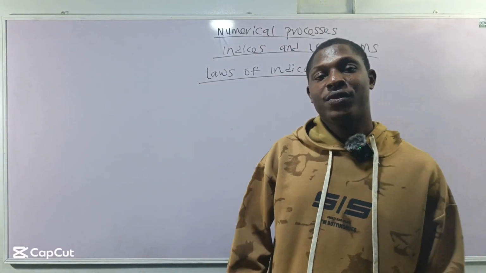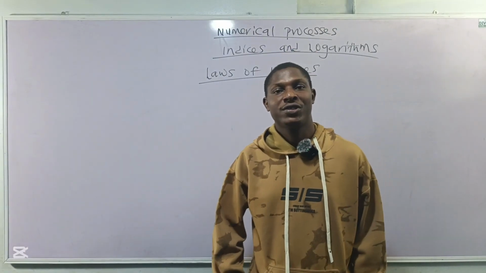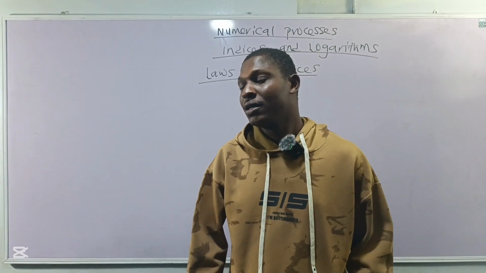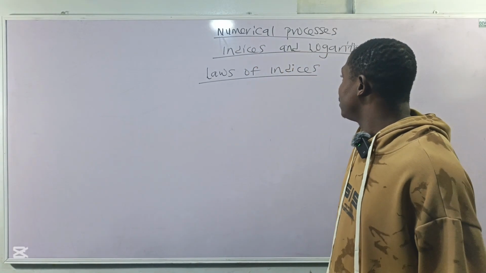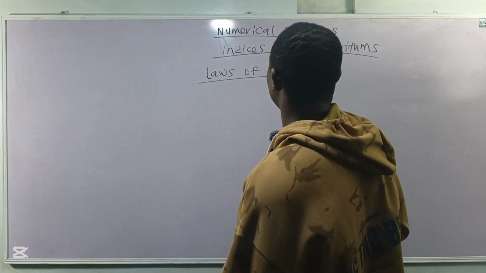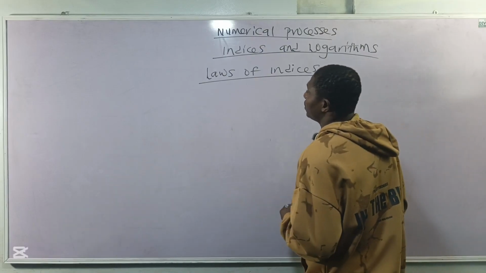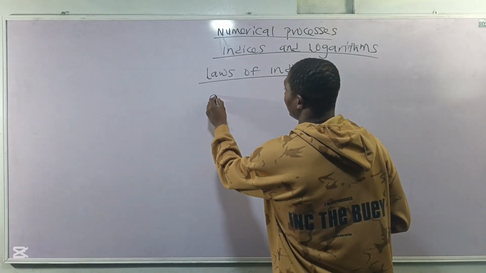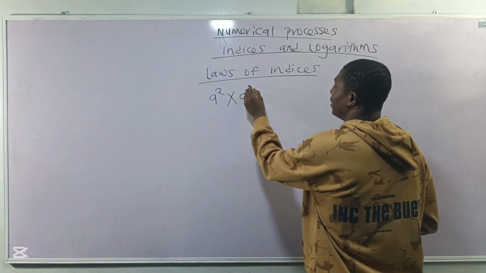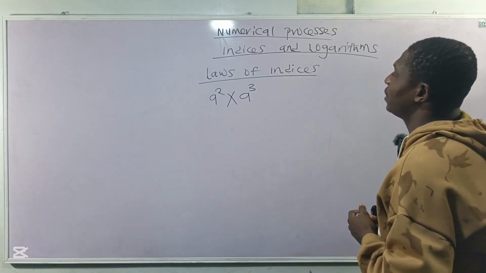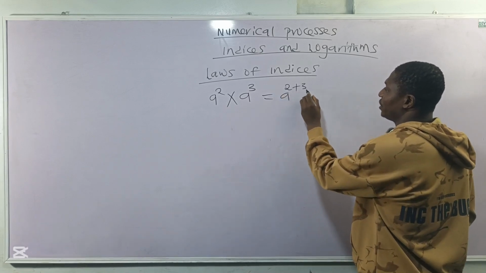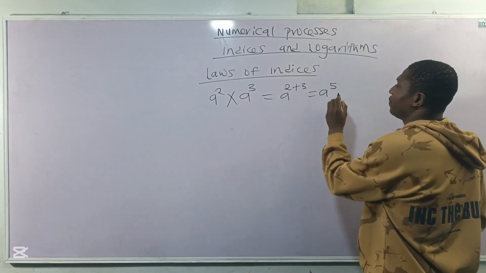Good day, everyone. Today we'll be looking at numerical processes which have to do with indices and logarithm. And before I start, I want to give the laws relating to indices. So let's start. If, for instance, I have a square multiplied by a cube, this simply gives me a raised to power 2 plus 3, giving me a raised to power 5.